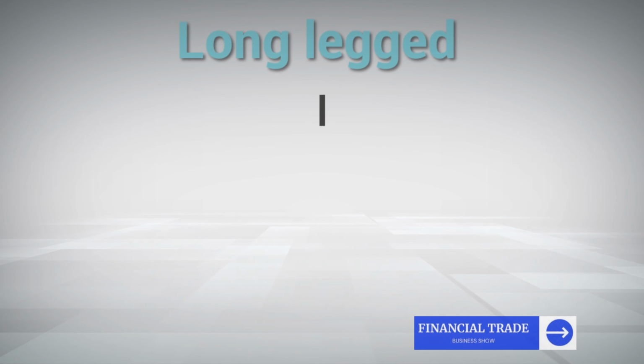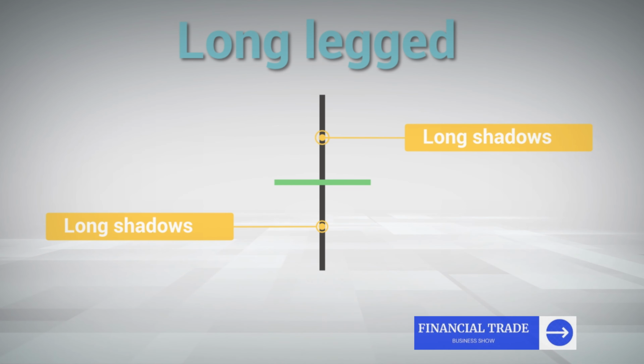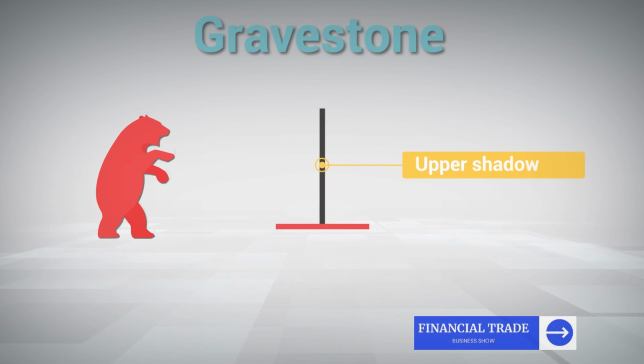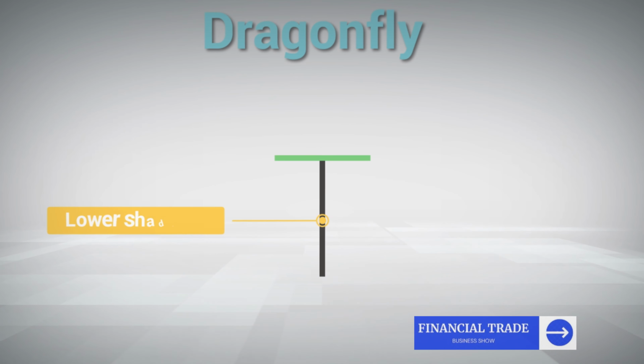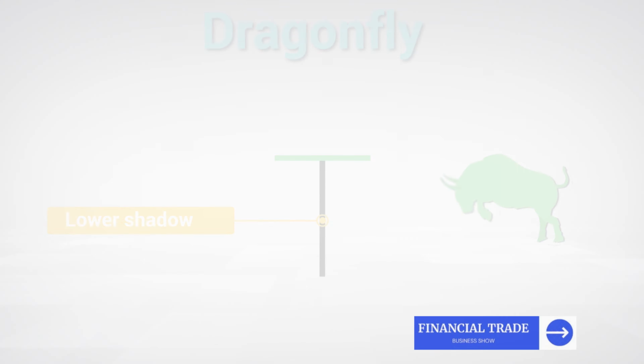Long-legged: these candlesticks have long shadows on both sides and indicate indecision on the part of the market players. Gravestone: the longer the upper shadow, the more bearish the outlook. Dragonfly: the longer the shadow, the more bullish the outlook.